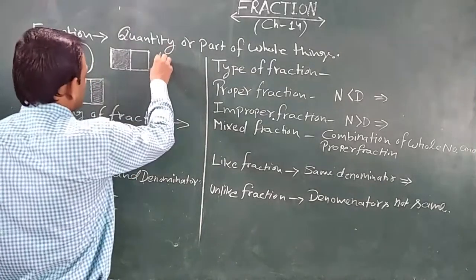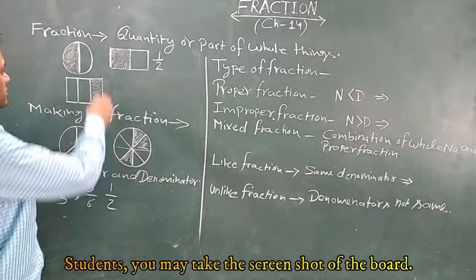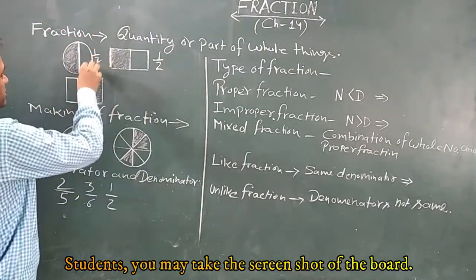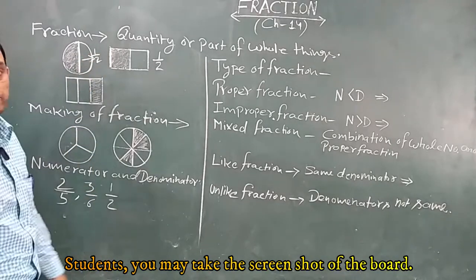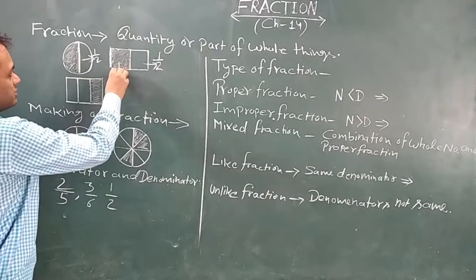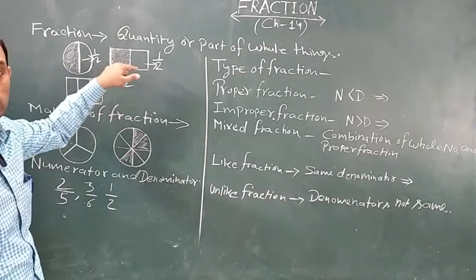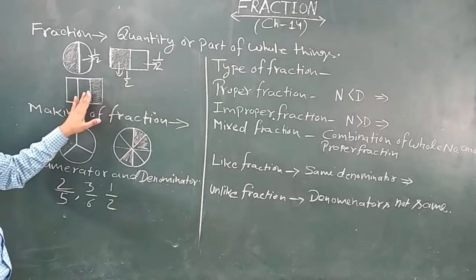Okay, half is always represented by 1 by 2. Similarly here half is represented by 1 by 2, and like this shaded part is also the half, 1 by 2, of this whole.